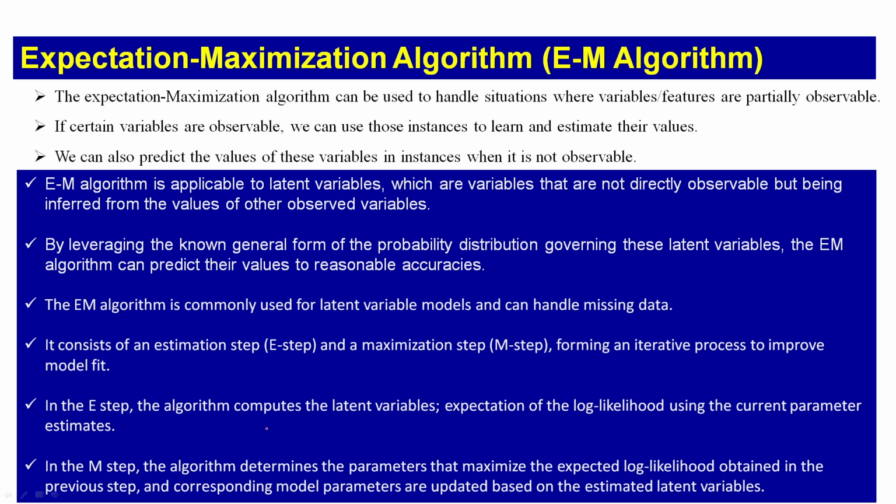for unsupervised learning. And this is used to find maximum likelihood parameters of any statistical model whose expectation can be computed directly. As you see here, it is an algorithm which can be used to handle situations where some variables or features are partially observable, or rather missing, right. Suppose you have variable data, some values are missing, how do you correlate them? Certain variables are observable, we can use these instances to learn and estimate their values. Once you learn, then we can predict the values of those variables which are not observable, right.